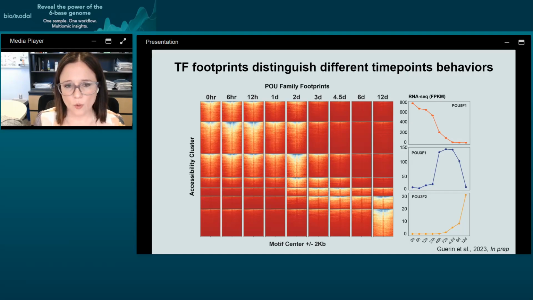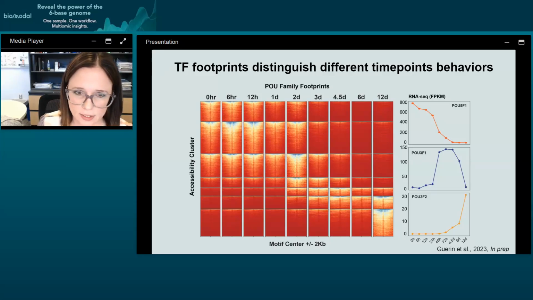This is an example of one family of transcription factors. There are multiple members that are differentially expressed across the time course, as indicated in the line plots on the right. And this is a heat map where we've essentially defined each cluster of accessibility regions and then plotted the transcription factor footprint within each cluster, and we can show how these footprints change over time.